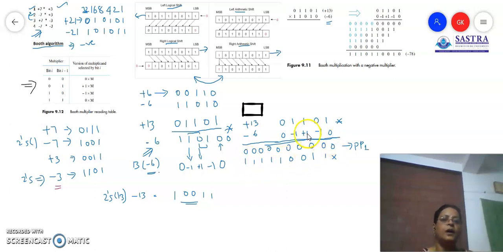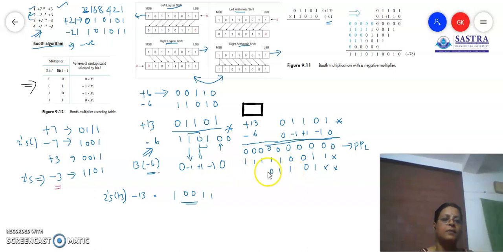Okay. Now coming to the next number. So you are done with this. Now you will start for the third bit. Third bit is plus 1. So you will be getting the same answer. Whatever you have written in the multiplicand will be copied as such. So it will be 1, 0, 1, 1, 0.